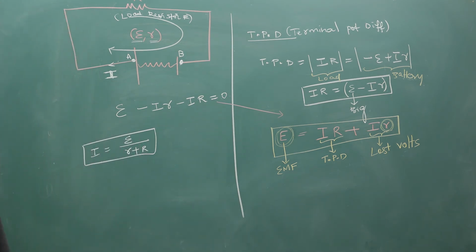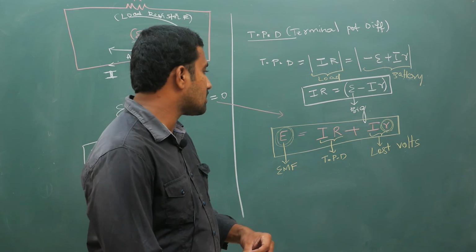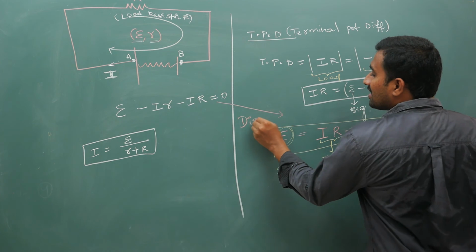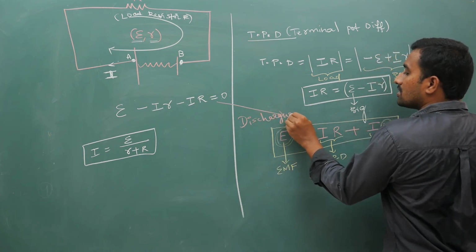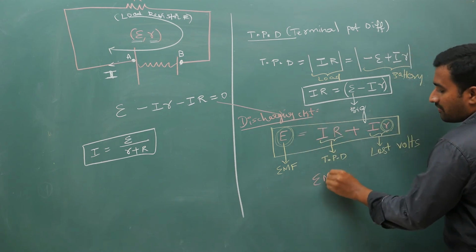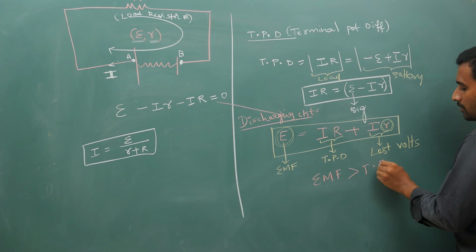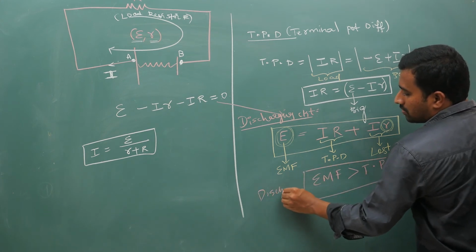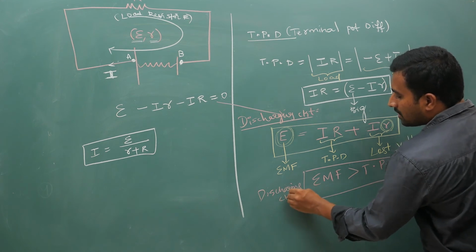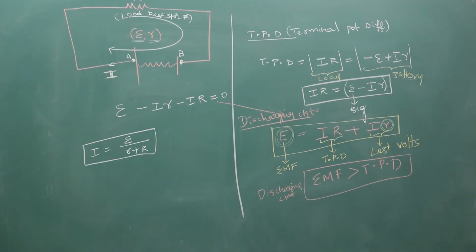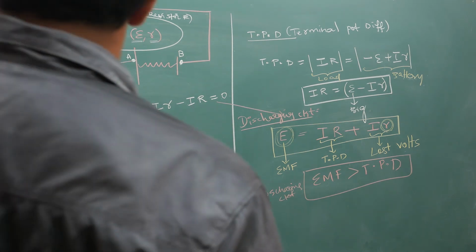Now this definition is correct for a discharging circuit. Here the battery is getting discharged, so this is your discharging circuit. For a discharging circuit, EMF is greater than terminal potential difference. This is correct only for a discharging circuit, meaning the battery is giving out current. Later we will see the charging circuit. The next thing I am going to explain is the charging circuit.